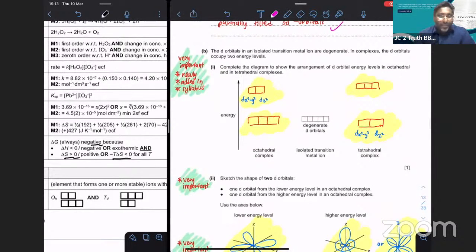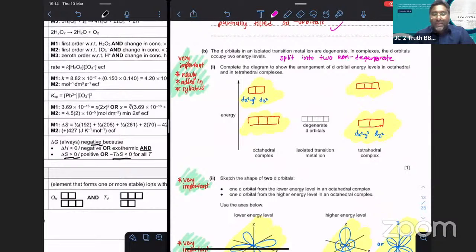Now, this is very important. The d orbitals in an isolated transition metal are degenerate. Degenerate means they are going to be at the same energy level. But in complexes, the d orbitals can occupy 2 energy levels. This is what we call split into 2 non-degenerate orbitals. Do remember, this is the time that they are still using the old syllabus, but you see they have already asked a question about that.